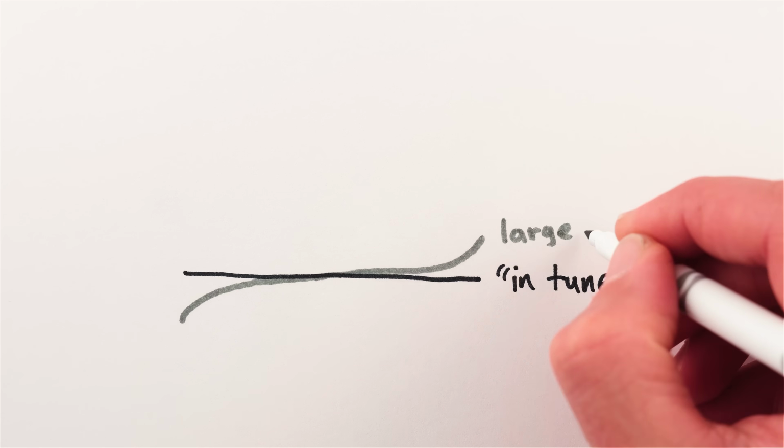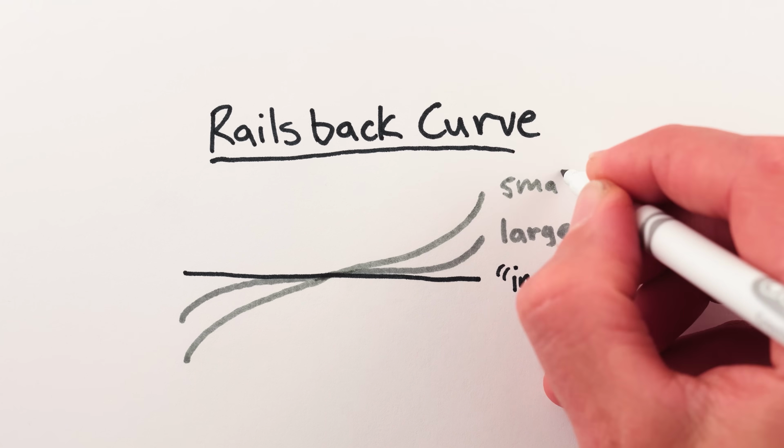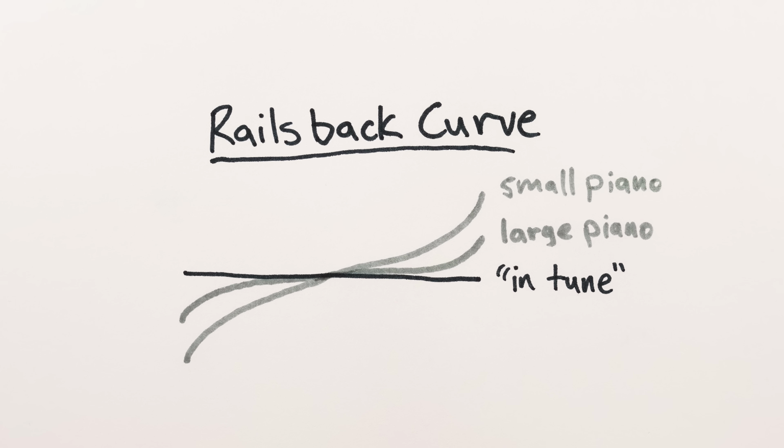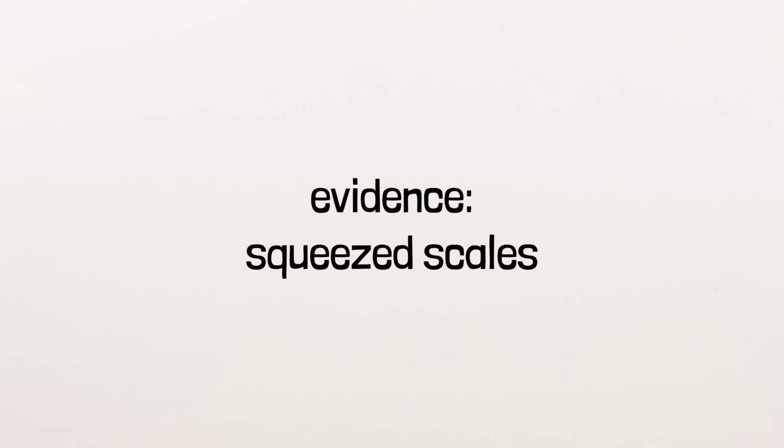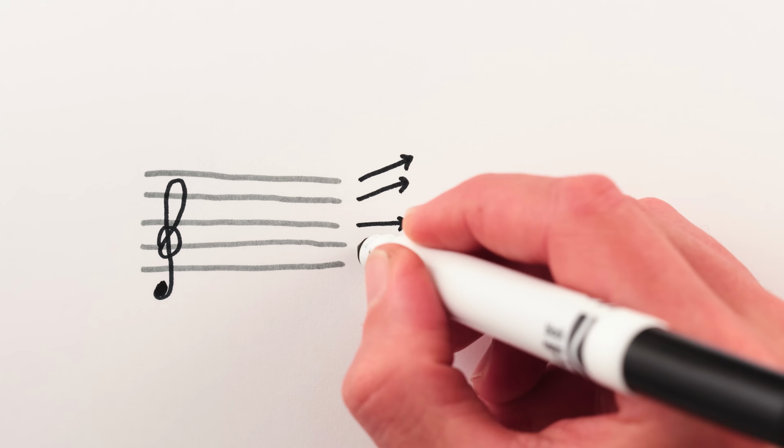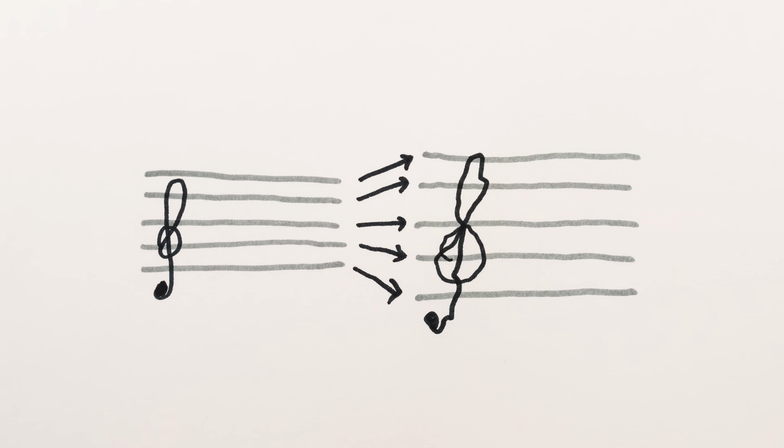The stretch is called a rails-back curve, and is worse the shorter the strings, which is one reason people like really big grand pianos. As a second example, you can more generally take our Western musical system and squeeze or stretch it so all intervals are slightly flat or sharp.